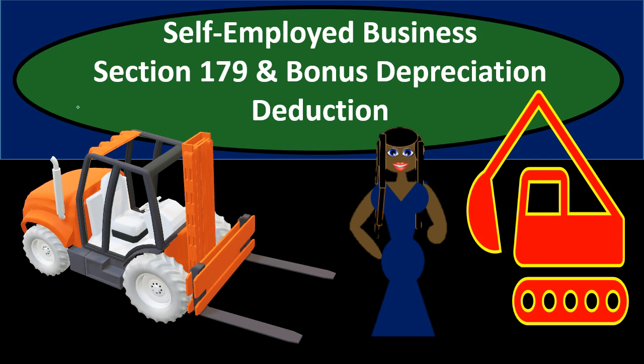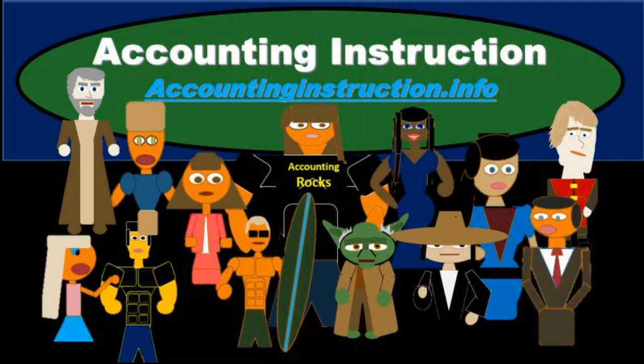The 179 deduction is designed to let us deduct more of the cost of the forklift in year one rather than allocating it over the life of when the forklift is used, and in so doing, possibly stimulate the economy to have more people buy more things like forklifts, more large type items. Bonus depreciation is a similar concept.